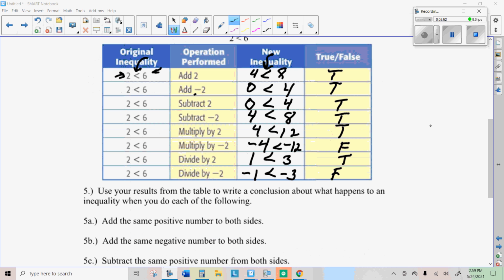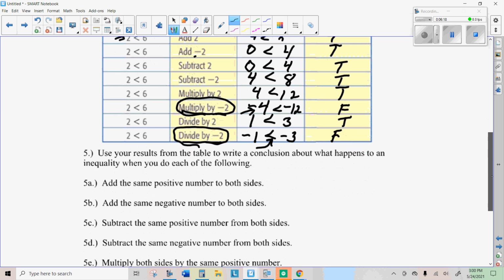All right, so if you did that correctly, you found that it was always true except when you did this, multiply by -2 or divide by -2, because -4 is not less than -12. -4 is greater than -12, actually. Same on this last one when you divide it by negative. So circle those and just remember that you can't just keep the sign the same on those.